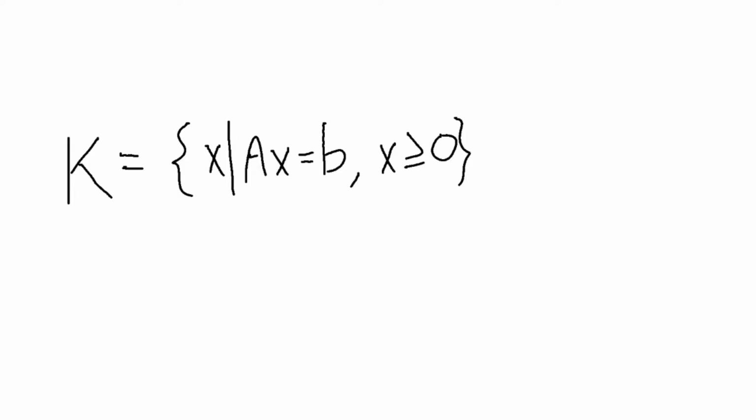IOE 413 Nonlinear Programming. This problem is about the set K, which is the set of all x such that Ax equals b and x is non-negative. And we assume that K is non-empty, so there's at least one point in the set K. So this question asks, is K convex, and why?